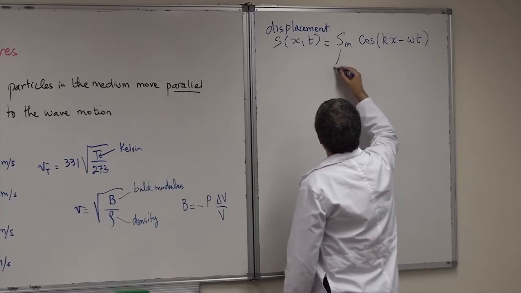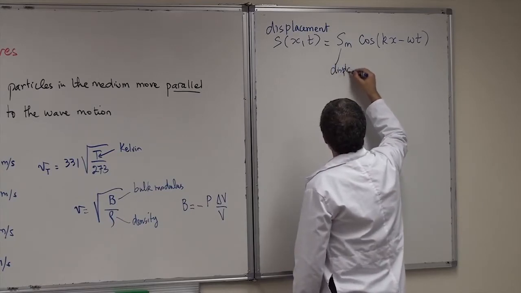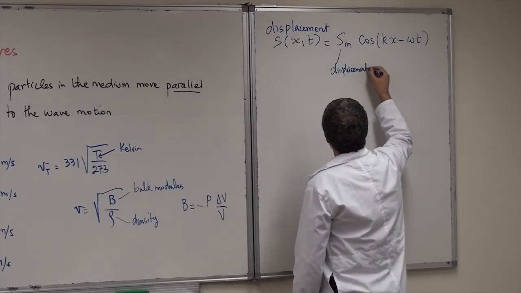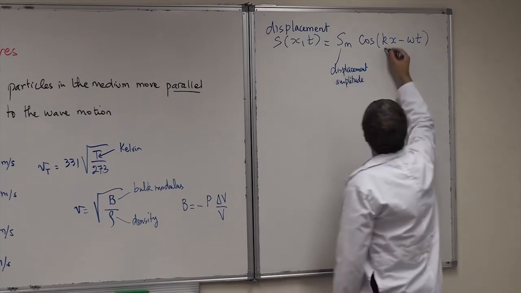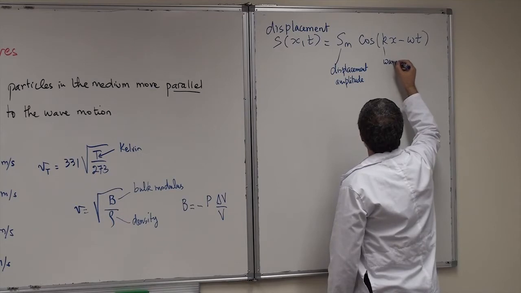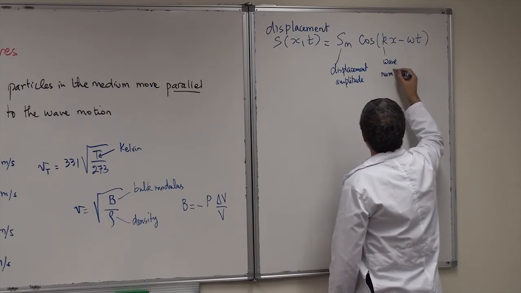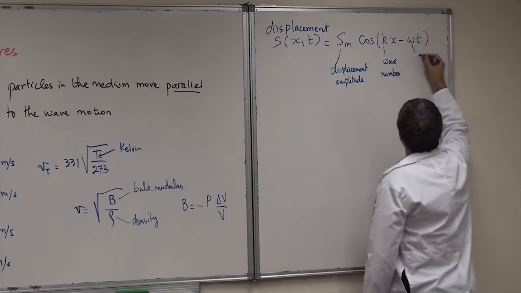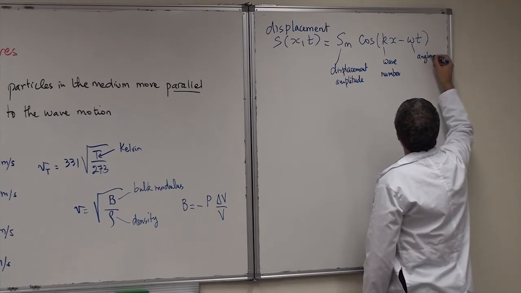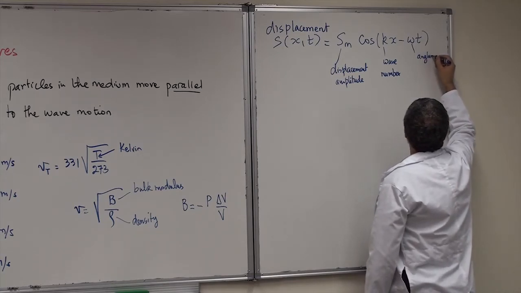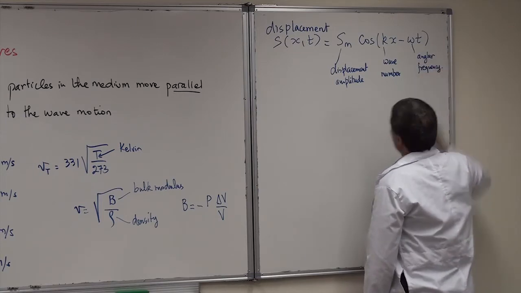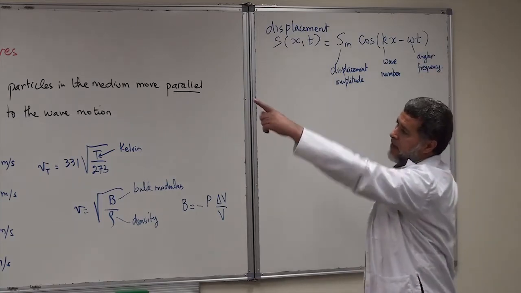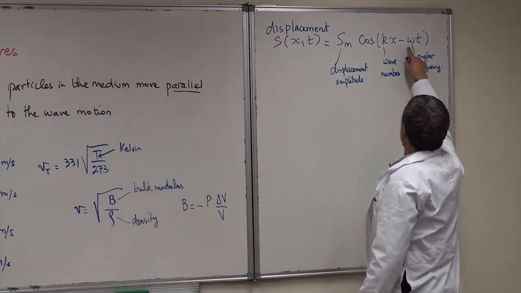We call this one the displacement amplitude. That's the amplitude, the maximum displacement. This is, of course, the wave number that we defined in the previous videos, and this is the angular frequency, related to the frequency of your generator that generates this wave. These waves are generated on the left side and they have a frequency, and this is the angular frequency of that.